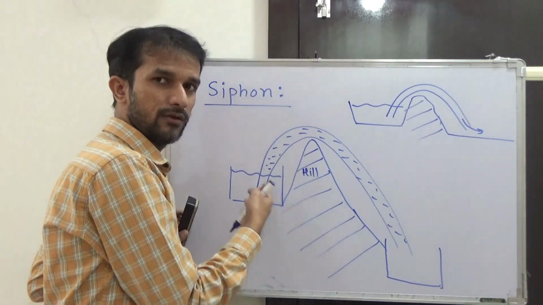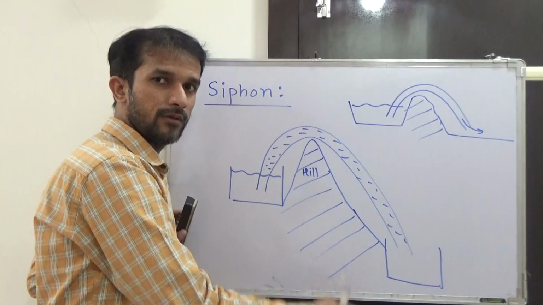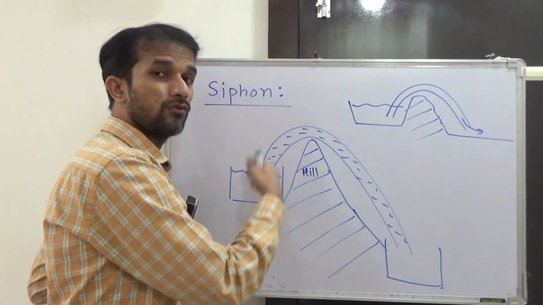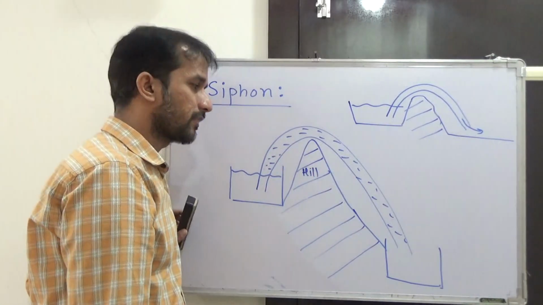Because if there is no hill, there is no need of a siphon, you can directly transfer. But if there is a hill between them, then how do we transfer? So we use this method, that is the siphon.